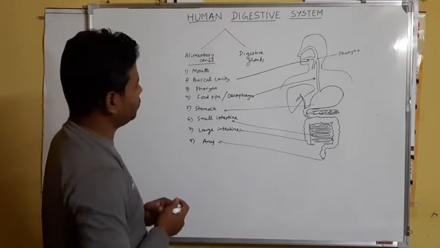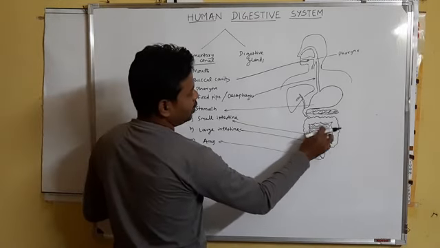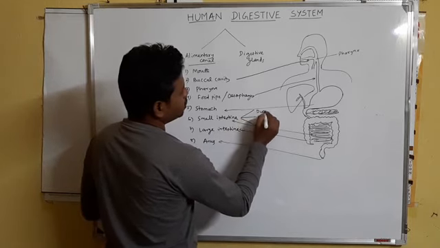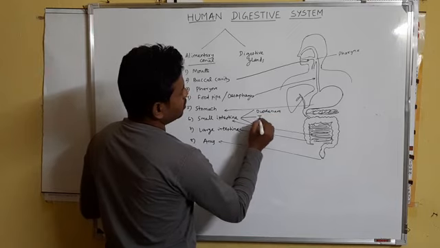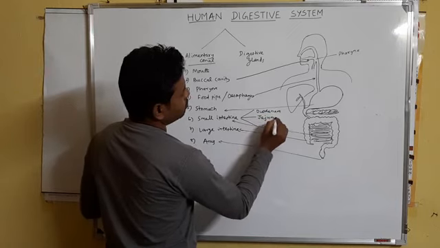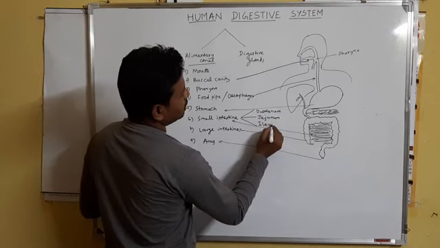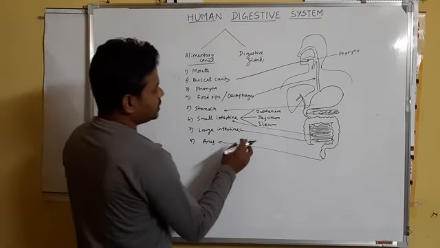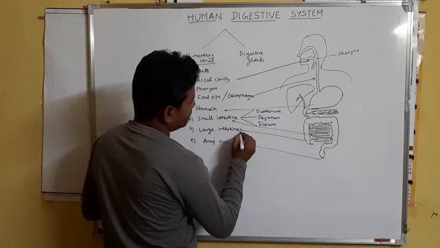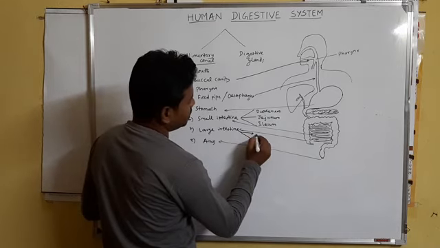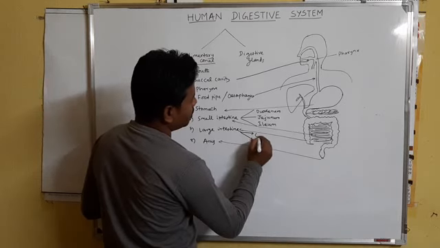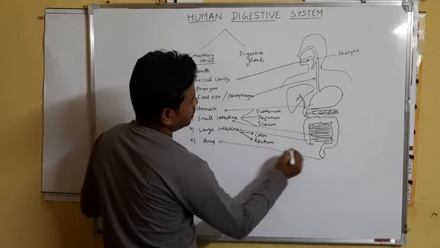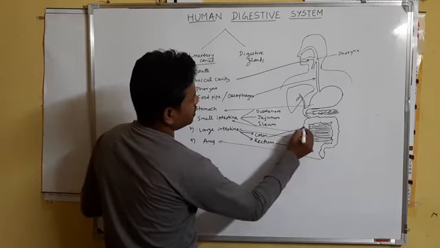But the small intestine, if you find, it is a very long tube. It is again divided into 3 parts actually. One is duodenum, another part is called jejunum, and the last part is called ileum. Duodenum, jejunum and ileum we will discuss later. The large intestine is also divided into 2 parts actually. One is called colon and the last part is called rectum. This part is rectum and this part is colon.